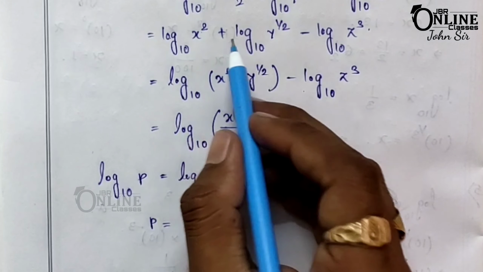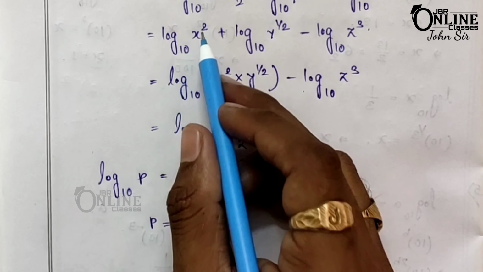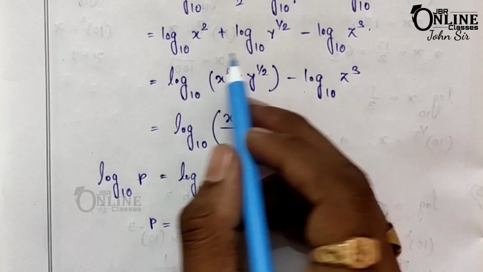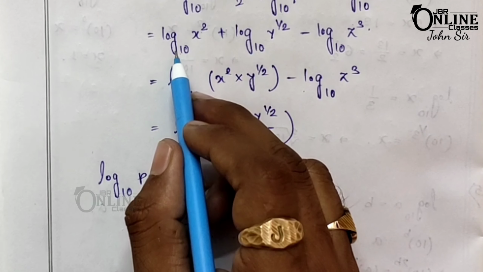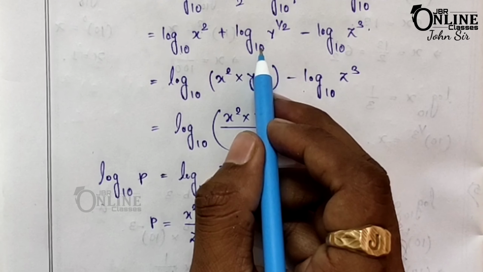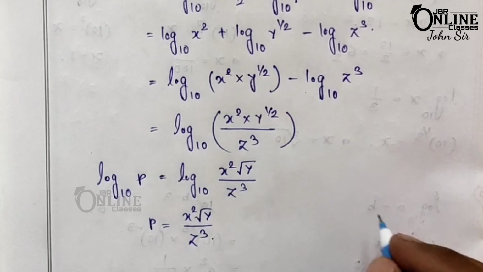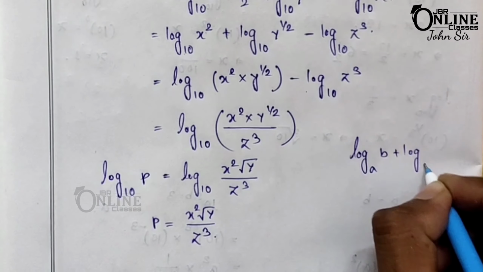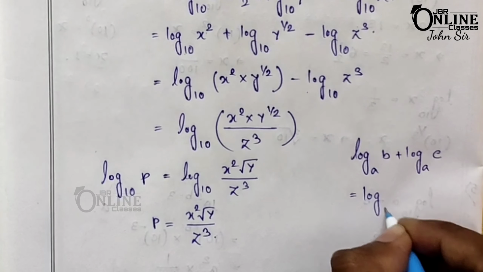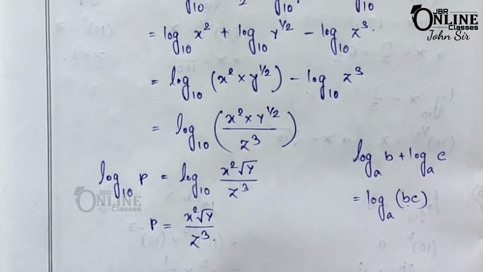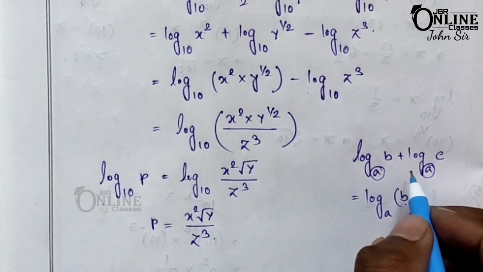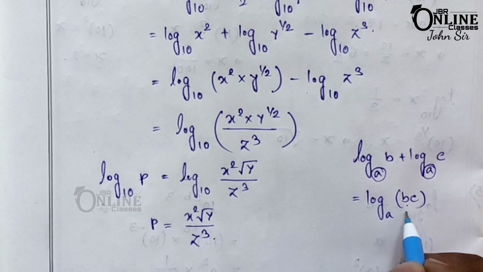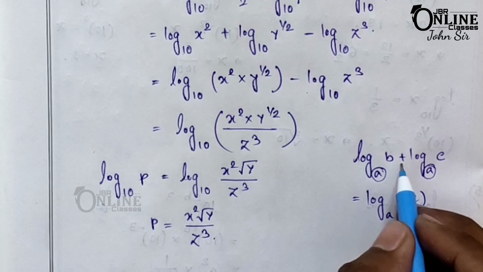Now here is one thing: when we apply this formula, as log 10 x square plus log 10 y half, I write log 10 x square into y to the power half. You can apply this formula when the two bases are equal. If there are different bases, you cannot apply this formula. The formula is, suppose log a b plus log a c, then by the formula it will be log a b c. Always the base of these two logs should remain the same, then you can apply this formula. If plus, b into c; if minus, b by c.